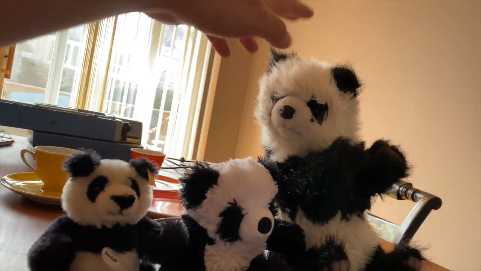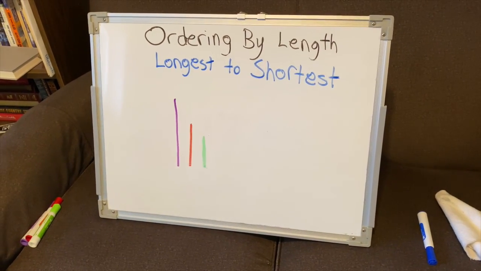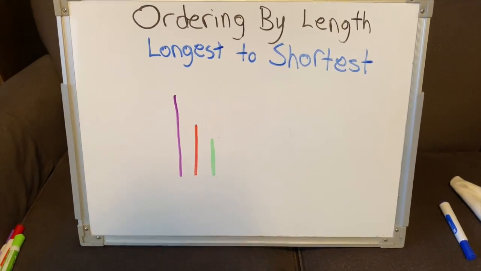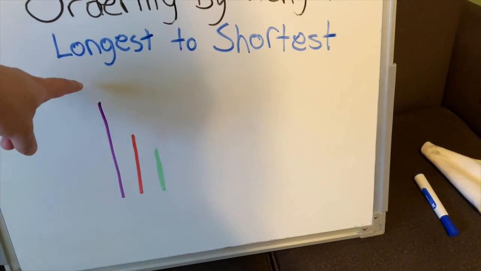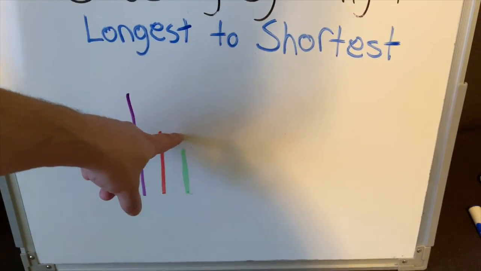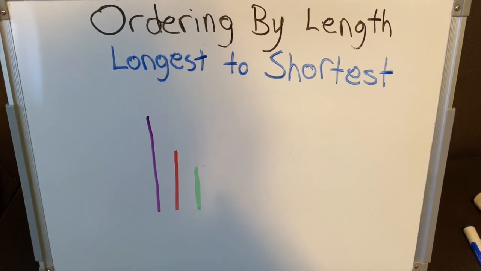But now what if I wanted to do tallest to shortest? How could I do that? Back to the whiteboard, here I have them. Purple's the tallest, so I have that first. So tallest to shortest, that should say tallest, not longest. Tallest to shortest. Purple's the tallest, so I'll put that first. Then we've got the red in the middle, and then green's the shortest, so at the end. So it's going tallest to shortest.